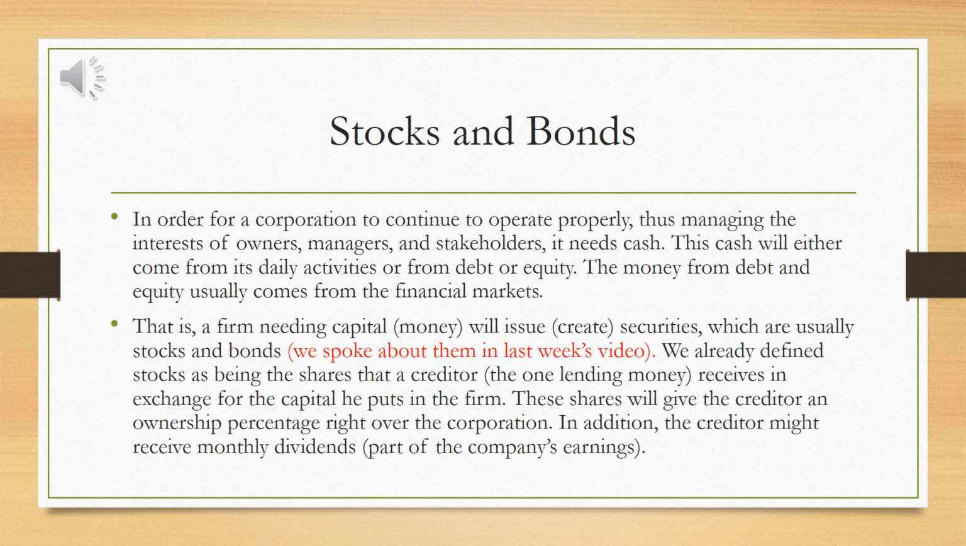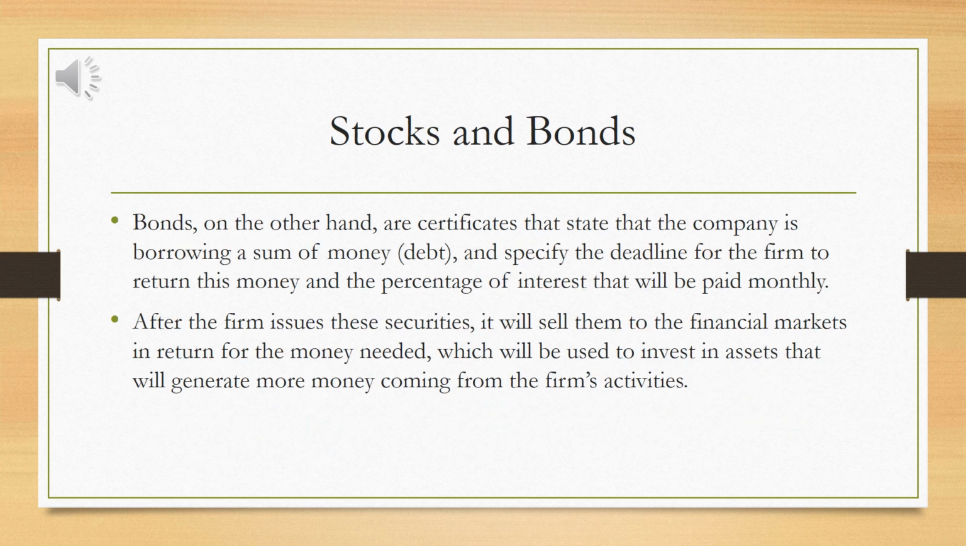These shares will give the creditor an ownership percentage right over the corporation. In addition, the creditor might receive monthly dividends. Bonds, on the other hand, are certificates that state that the company is borrowing a sum of money, debt, and specify the deadline for the firm to return this money and the percentage of interest that will be paid monthly.